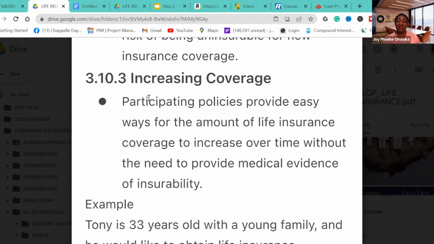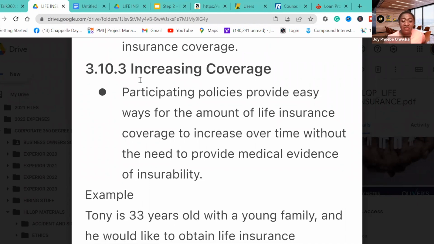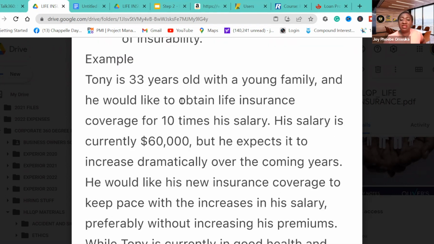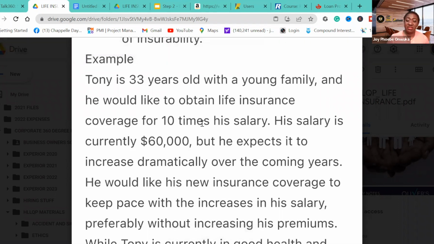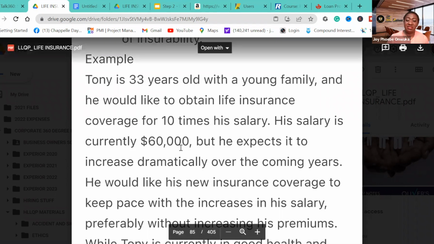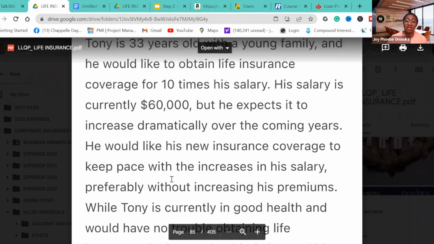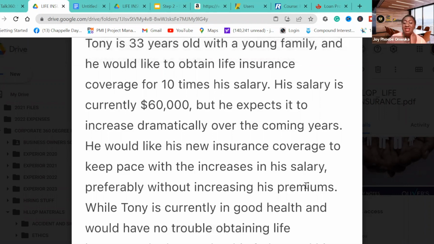Increasing coverage. A participating policy provides an easy way for the amount of life insurance coverage to increase over time without the need to provide medical evidence of insurability. For example, Tony is 33 years old with a young family, and he would like to obtain life insurance coverage for 10 times his salary. His salary is $60,000, but he expects it to increase dramatically over the coming years. He would like his new insurance coverage to keep pace with the increase in his salary, preferably without increasing his premium.